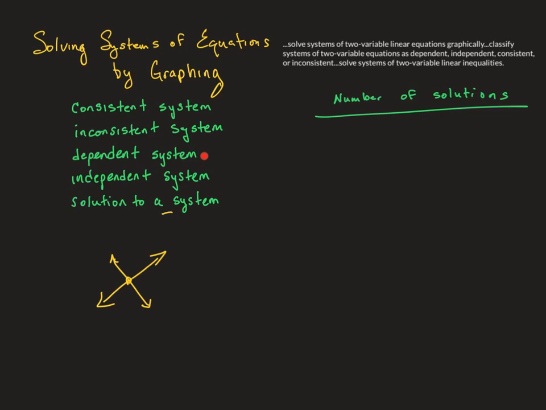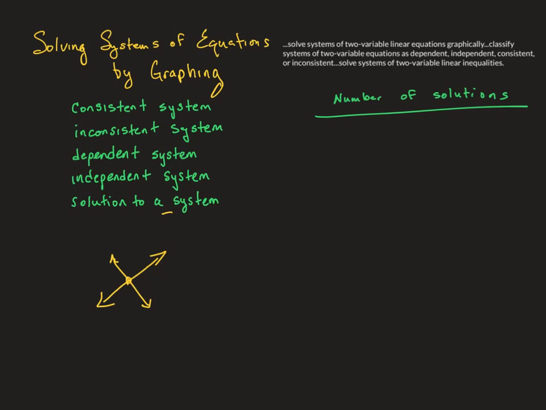A dependent system is a system that has infinite solutions. We're going to talk about that later, but I would say it has an infinite solution because it's the same line and it's dependent on itself to be the same line. An independent system is just a system that has exactly one solution. They are independent of each other. It doesn't matter. This line and this line are independent. We know that they're going to cross somewhere. So therein lies my solution.